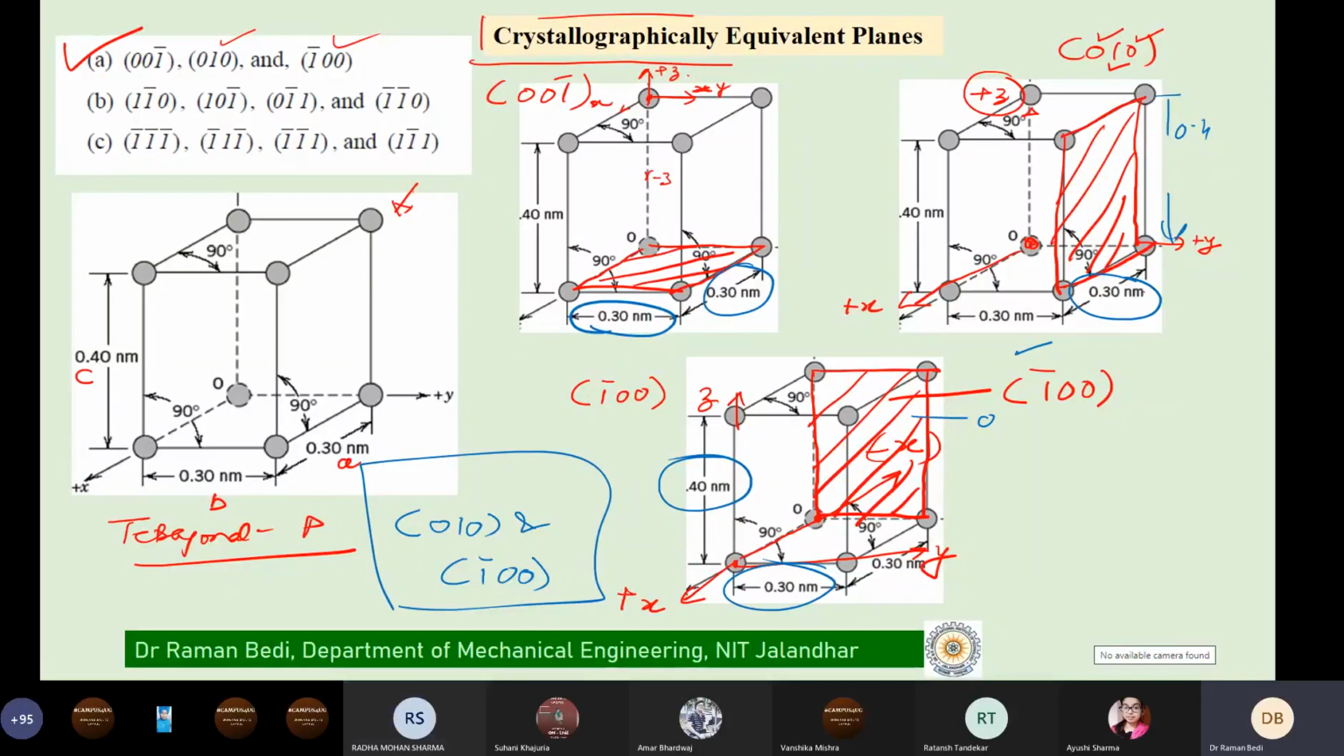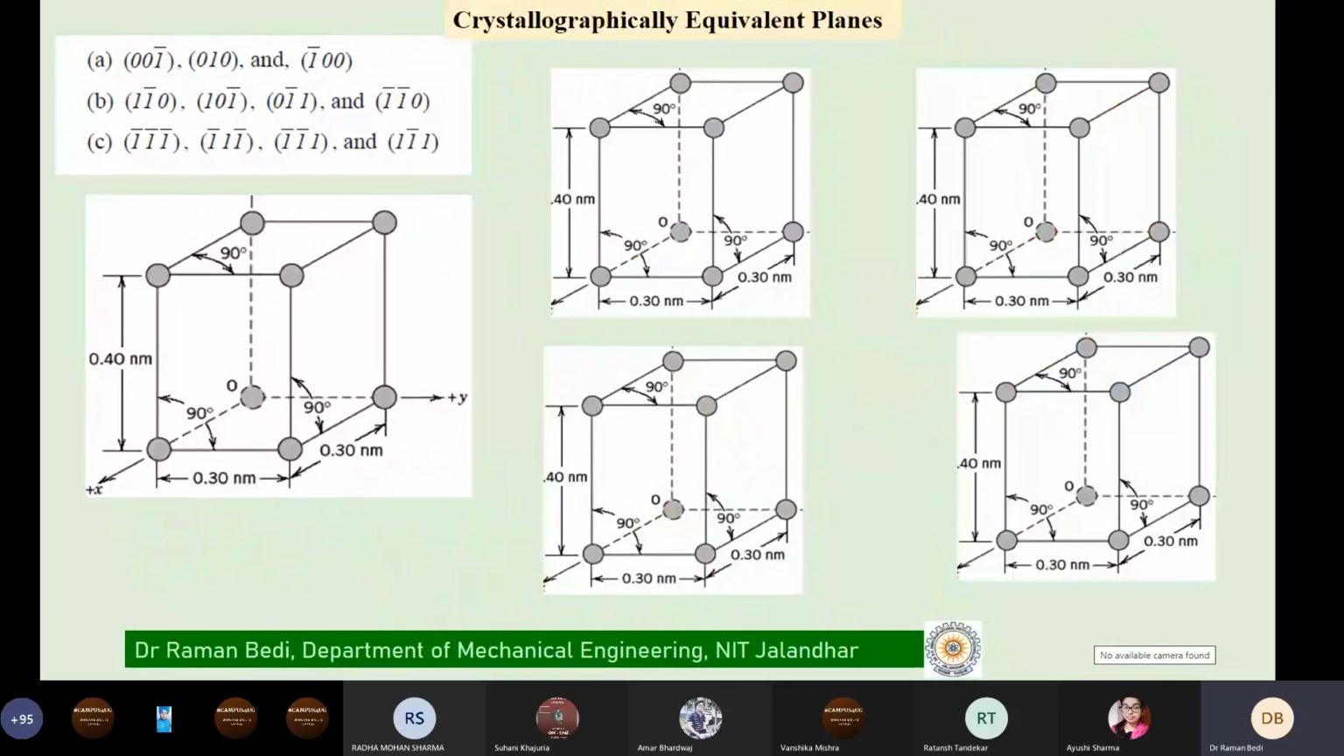Yes, sir. If this had been a cubic system, then what would have been the answer? All three. If this would have been a cubic system, all three that you see here would have been declared as crystallographically equivalent planes. So this is how we decide whether they are equivalent or not. So the first problem is solved. Let us go to the second problem.